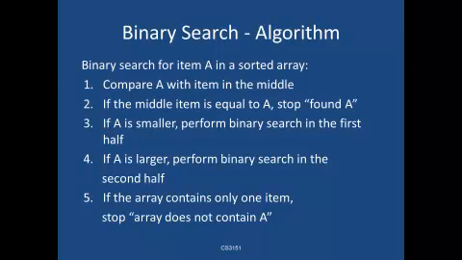Here's a high-level pseudocode for binary search. First, compare A with the item in the middle. If the item in the middle is equal to A, then stop and return that item. If A is smaller than the item in the middle, perform binary search in the first half of the array. If A is larger than the item in the middle, perform binary search in the second half of the array. If the array contains only one item, then stop because the array does not contain A.